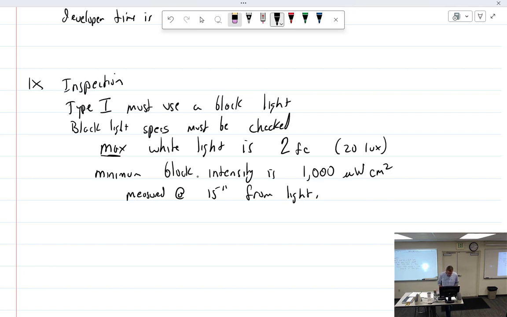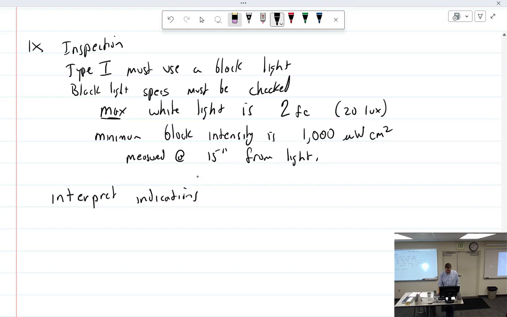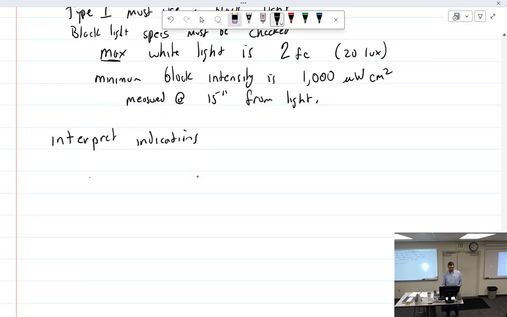All right, let's see. Inspect the part, and we've talked about that, and then interpret indications. We can have false indications, true indications. I don't think I did this one, I could do it real quick. Some people talk in true and false. So you could have a true or false indication.